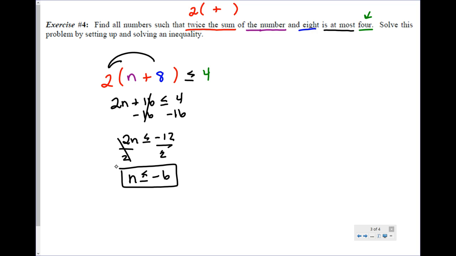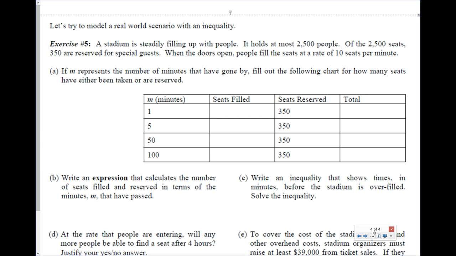Okay? All right, the very last part of this packet, of this lesson, is a very large word problem. Look at how much reading is involved here. So we're going to take this slowly and think about this problem carefully, one step at a time. So here's a real-world situation that a lot of people that manage sports and stadiums have to think about when they're trying to make money.